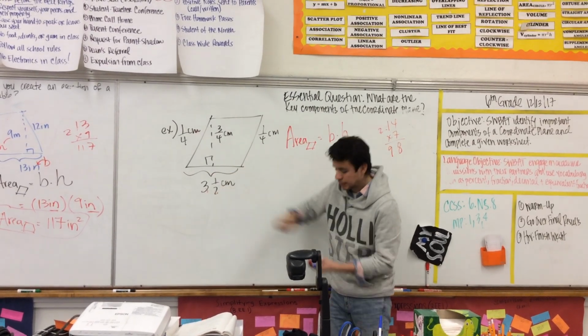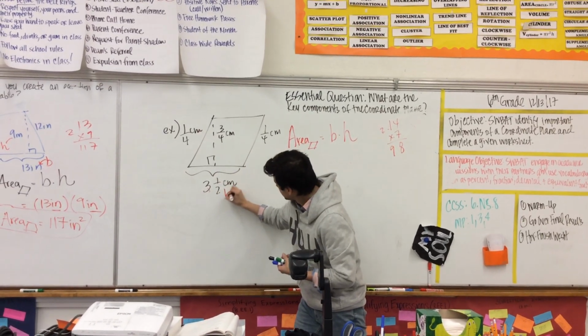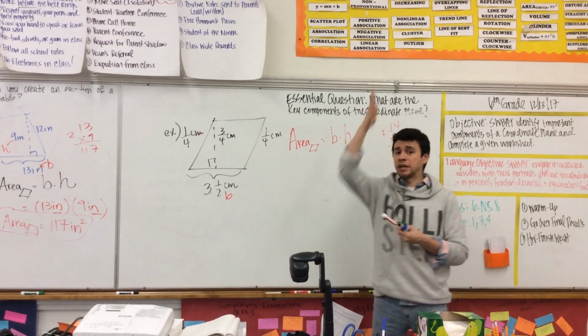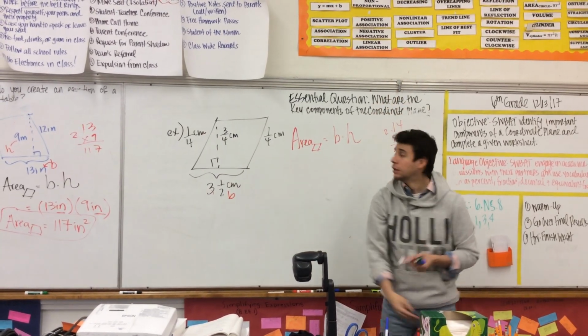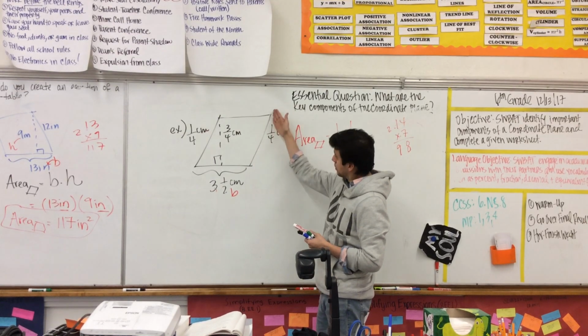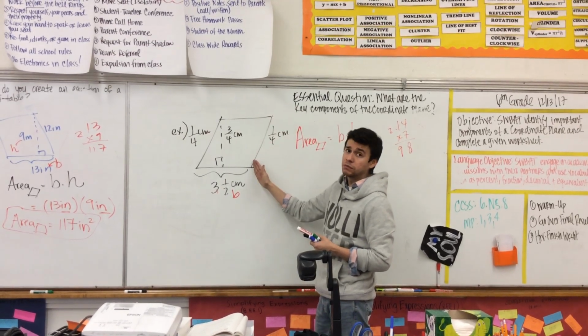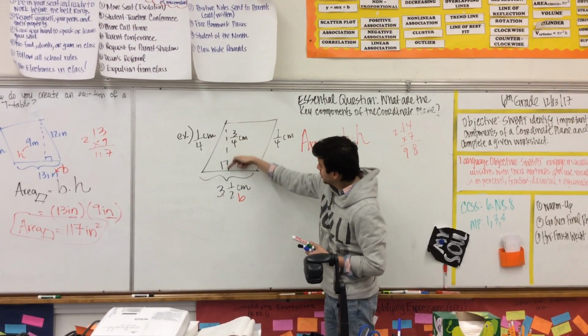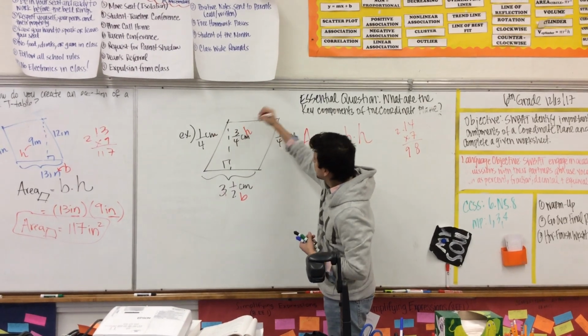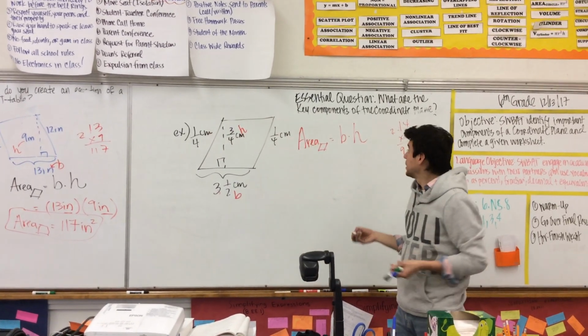This is the bottom piece. So this one is your base. Remember, your height is the one that goes straight down. Does that look like it's going straight down and making a 90-degree angle? No, it's slanted. This one goes straight down. So this one's your height. You already got all your pieces.